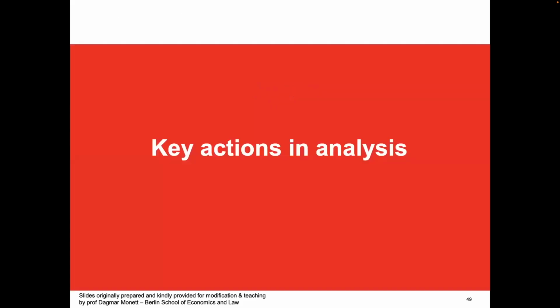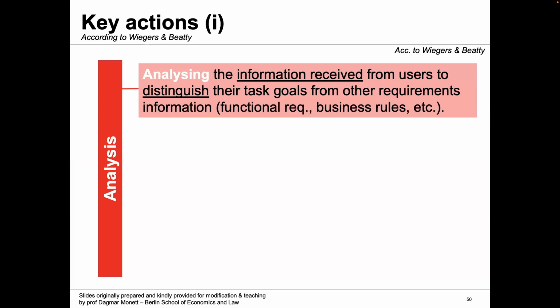Key actions in analysis. Like we discussed some key actions in elicitation, let's talk about key actions in the analysis phase. So the first one is analyzing the information received from users to distinguish their task goals from other requirements, right? So when you go through the real requirements gathering, you will realize that when you talk to your client, it's really worth listening to. One challenge is actually to get them to talk to you. And like I said previously as well, that's a piece of art, how you're able to trigger a discussion to get that piece of information from them, right? You don't have to feel shy.